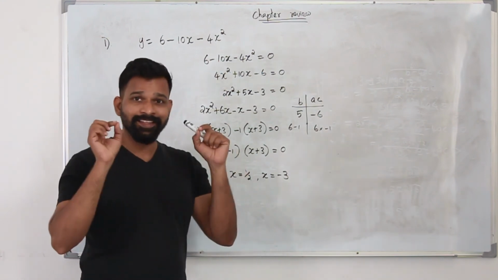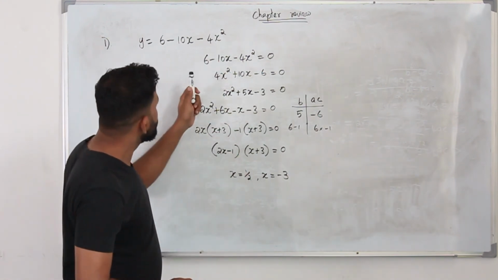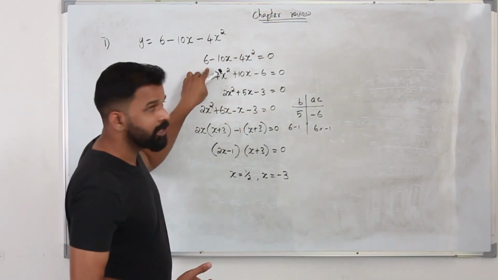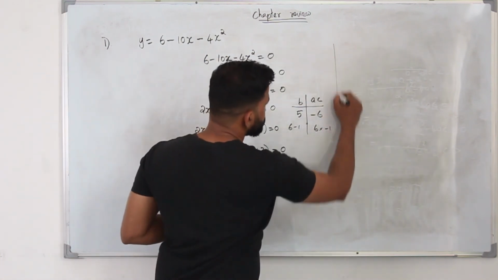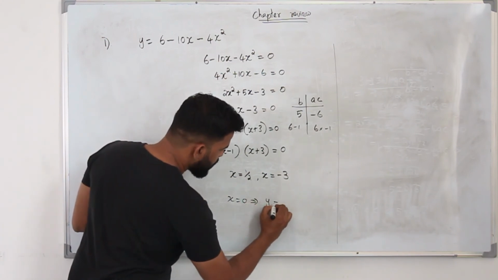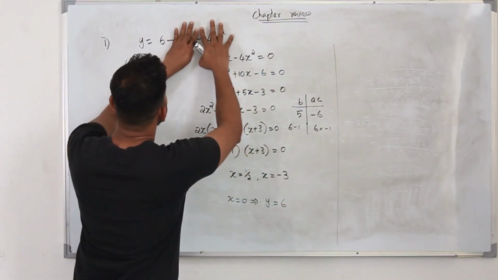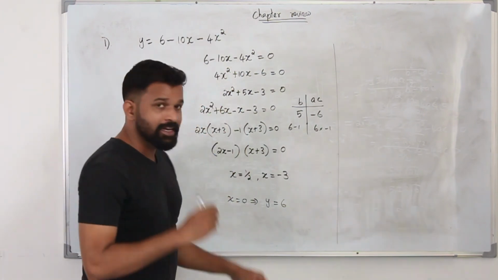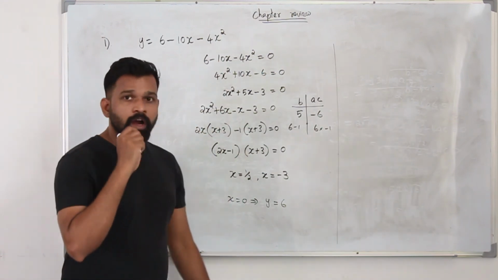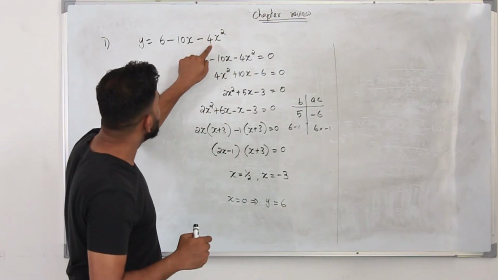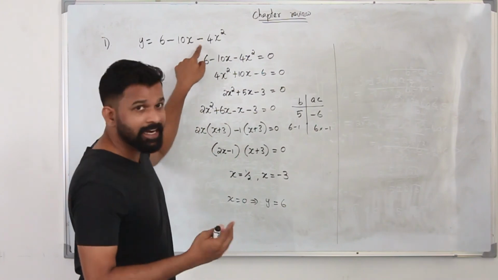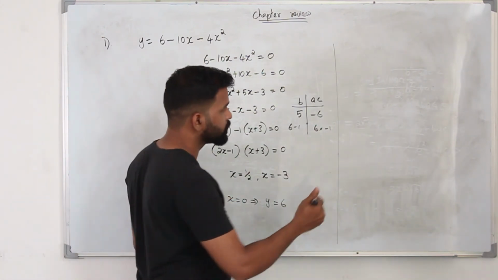You got two solutions already. These two solutions are the x-intercepts, and you need to find the y-intercept. Y-intercept means replace x by 0. So your y-intercept is 6. When you substitute x is 0, y is 6. That is where the curve crosses the y-axis. Now another important point, you need to take a look at the coefficient of x squared, whether it's a positive number or negative number. If it is a negative number, the curve is going to be upside down.